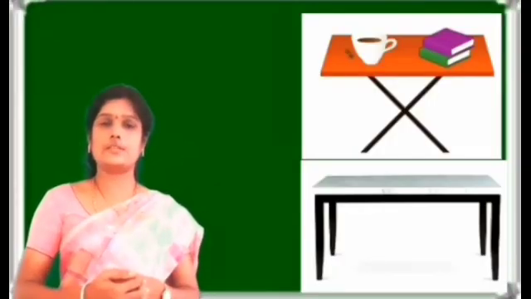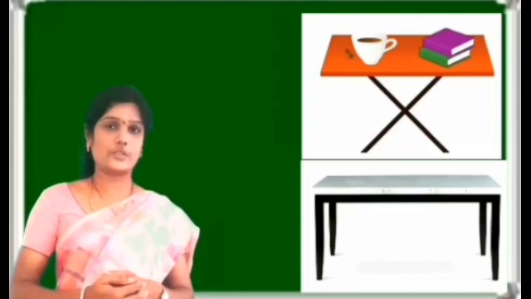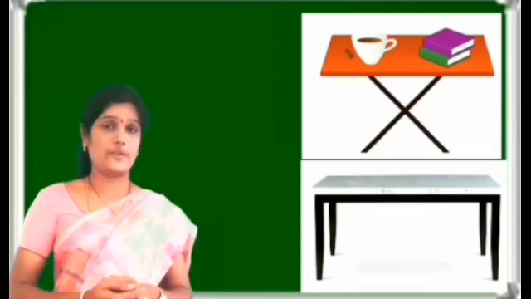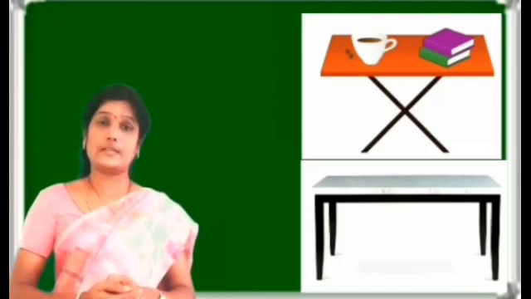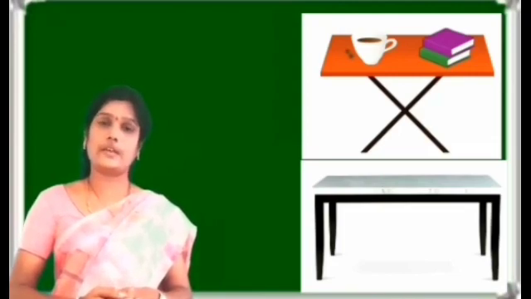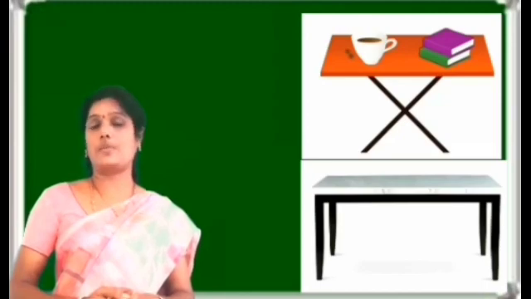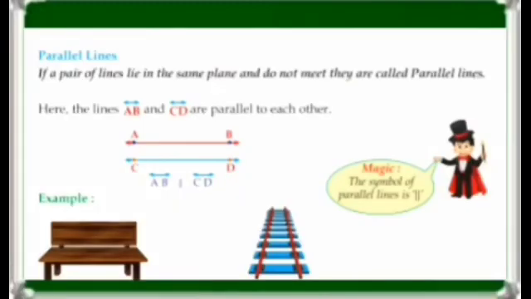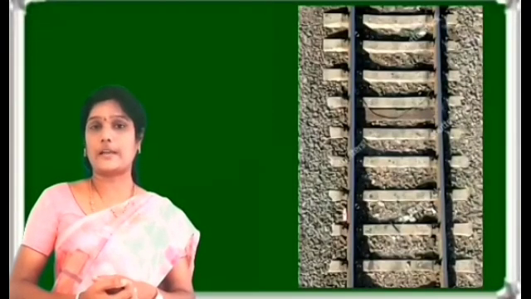Here, see these two tables, children. Did you see the legs of these two tables? See once. Those two legs are straight, but there is some difference, children. What is it? In the first table, two legs are meeting at one point, whereas in the second table, the legs are not meeting. If a pair of lines lie in the same plane and do not meet, they are called parallel lines. Here AB and CD are parallel to each other. Those two tracks are parallel to each other, but they will never meet.